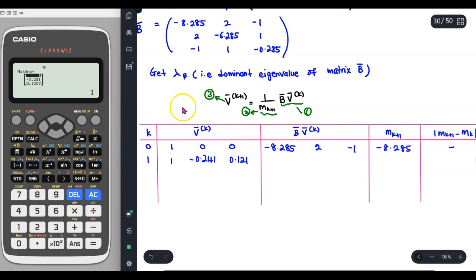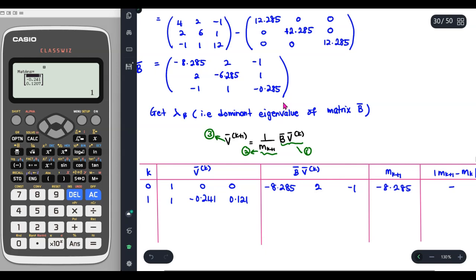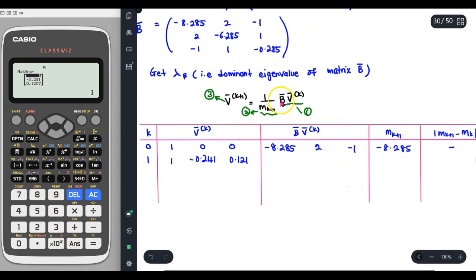Okay, and then we proceed with the next iteration. So we start with B Vk. Okay, now your Vk is this one here, which is your current mat answer in the calculator. Okay, so B is the same matrix that you have stored earlier in your calculator.